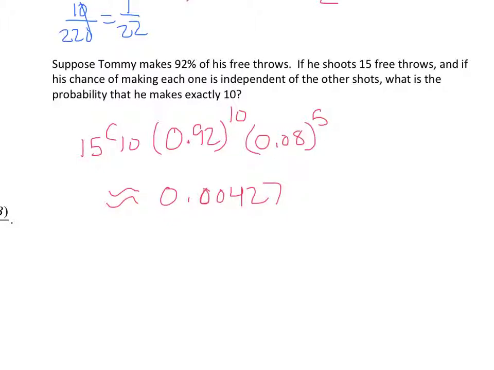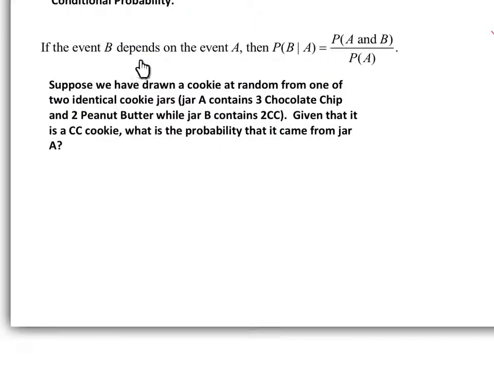If you're not sure, we'll talk about that more in class, but let's take a look at our last definition here. All right, if event B depends on event A, then the probability of B given A, that's what this symbol means, it's B given A happens, is the probability of A and B happening divided by the probability of A. Okay. Suppose we have drawn a cookie at random from one of the 2 identical cookie jars. Jar A contains 3 chocolate chip and 2 peanut butter, while jar B contains 2 chocolate chip. Given that it is a chocolate chip cookie, what is the probability that it came from jar A?